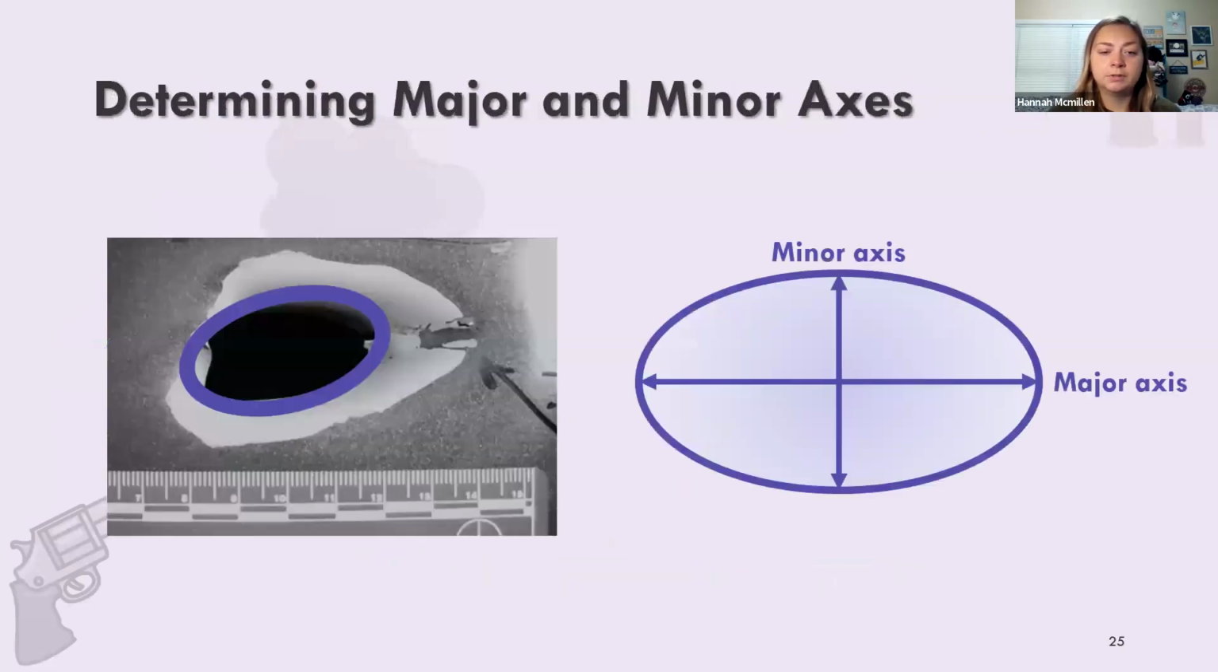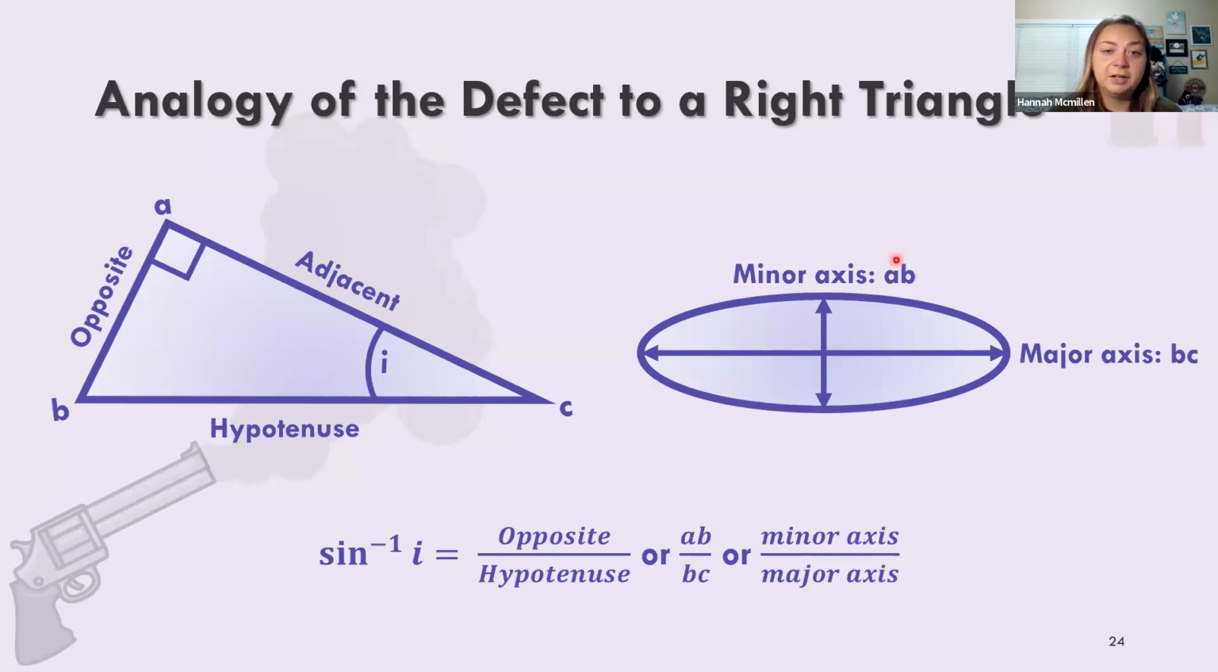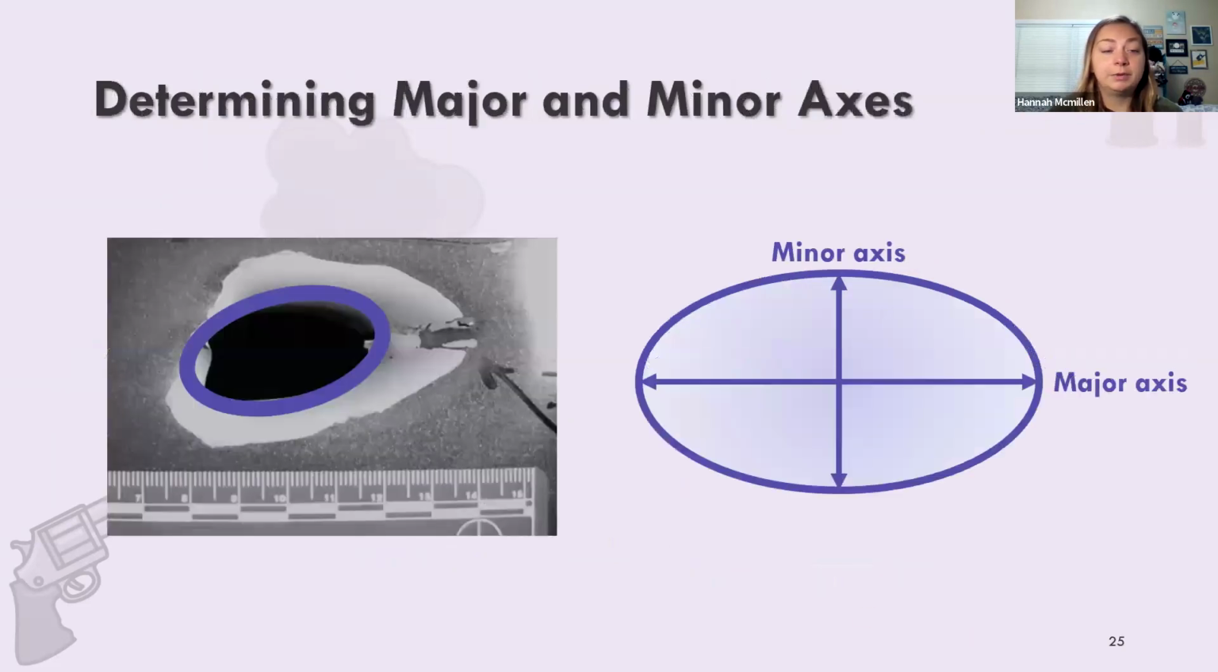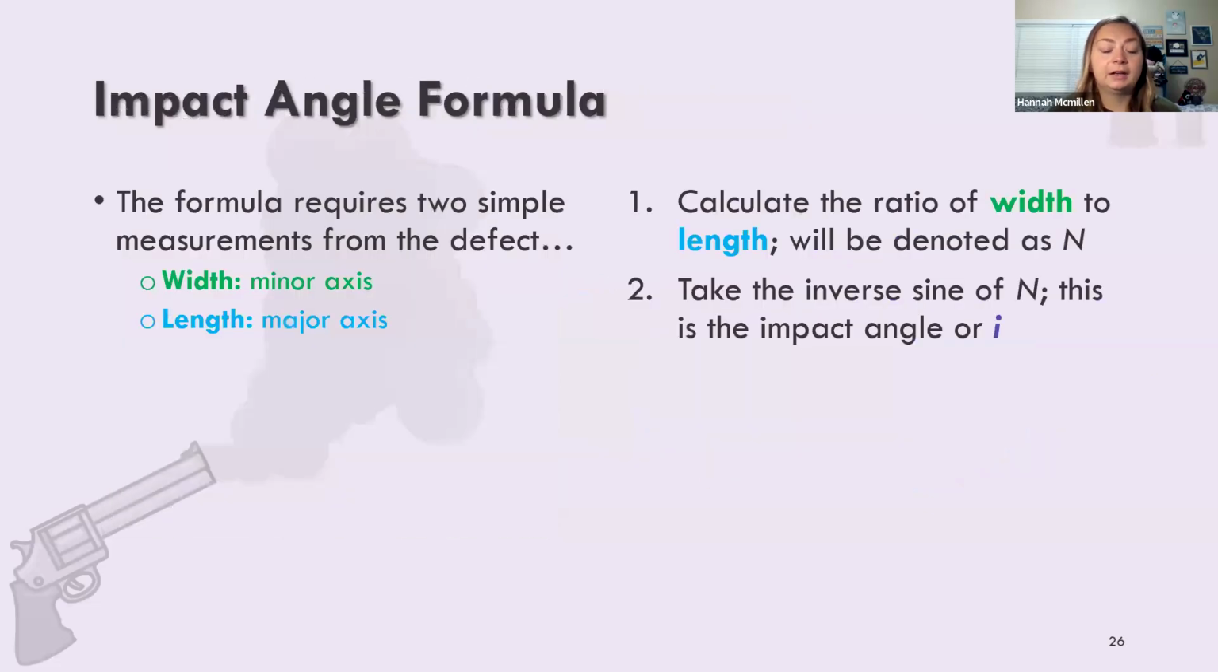So when it comes to a bullet defect, we're looking at the oblong or the elliptical shape, and our minor axis is going to be our AB, our major axis is going to be our BC, okay? So when we look at our defect here, we can see that we have an elliptical shape, and then translating that, this portion of our elliptical defect is going to be our minor axis, which makes this portion our major axis. And then we can actually go in and calculate this angle.